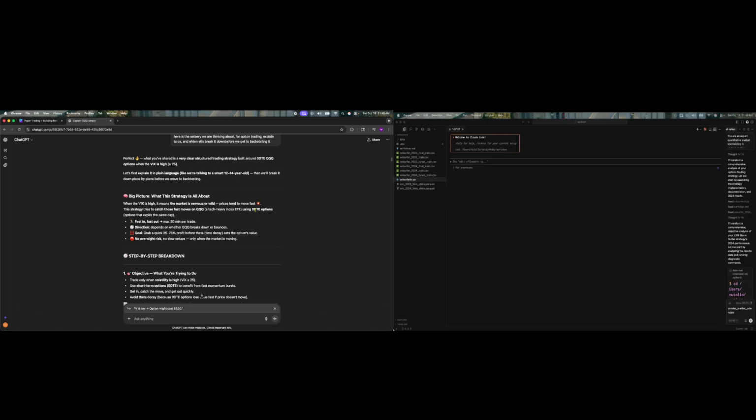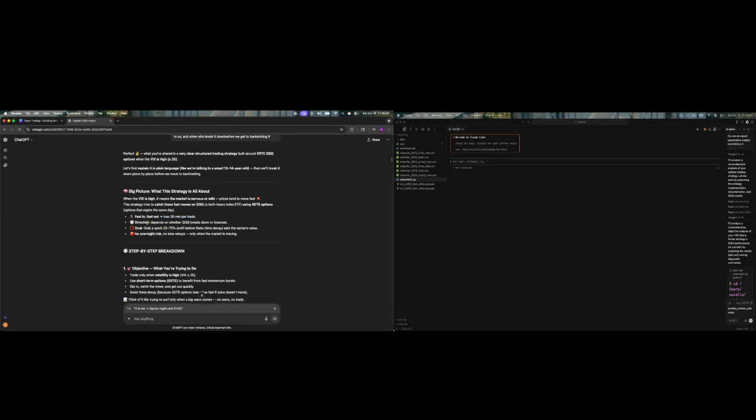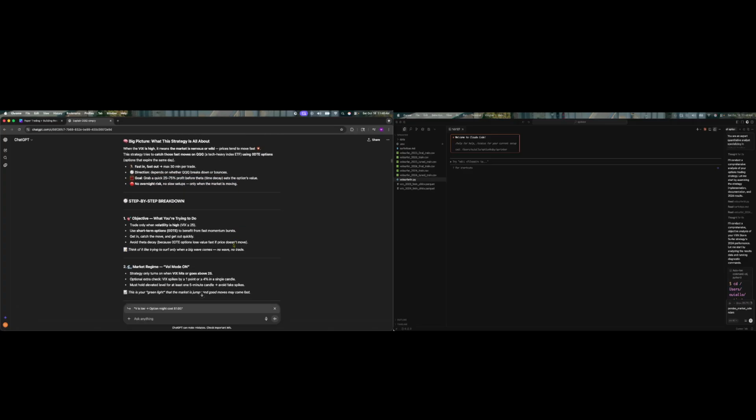Zero same day DTE, days to expiration. So same day expiration options, right? These options expire on the same day. Fast in, fast out. Max hold time is 30 minutes. Direction depends on whether QQQ breaks out or bounces. Goal: grab a quick 25 to 75% profit before theta decay. Theta, right? Because remember, every minute, every second, really truly every second that you're holding that bag, time is eating away at you, and it's becoming less and less valuable. No overnight risk, no slow setups, only when the market is moving. So the objective is to only trade when volatility is high.